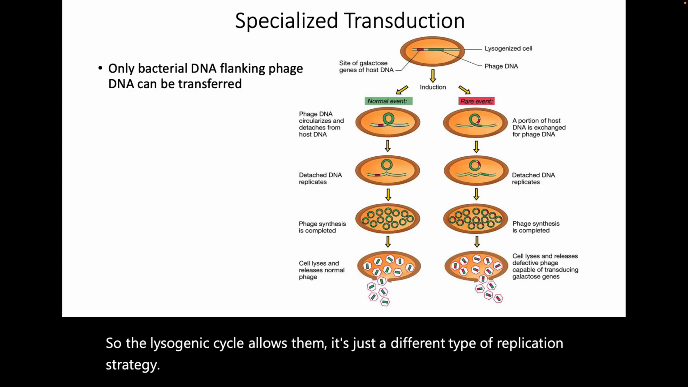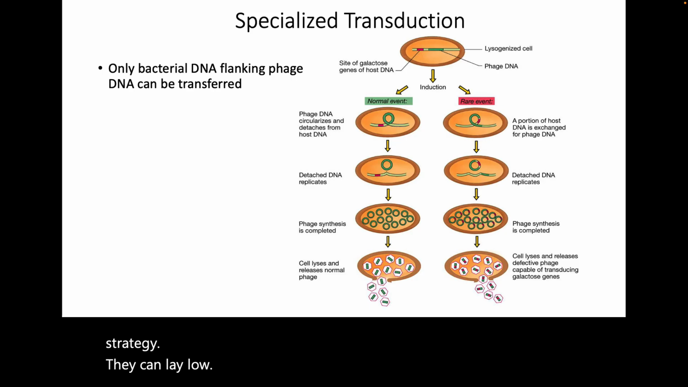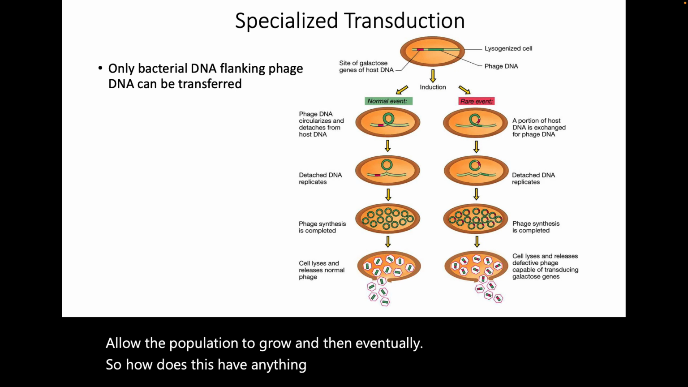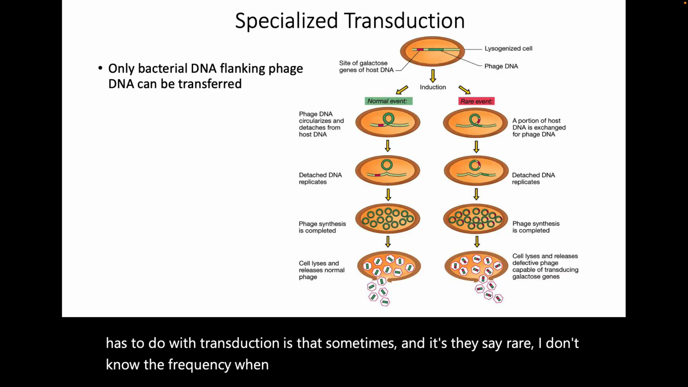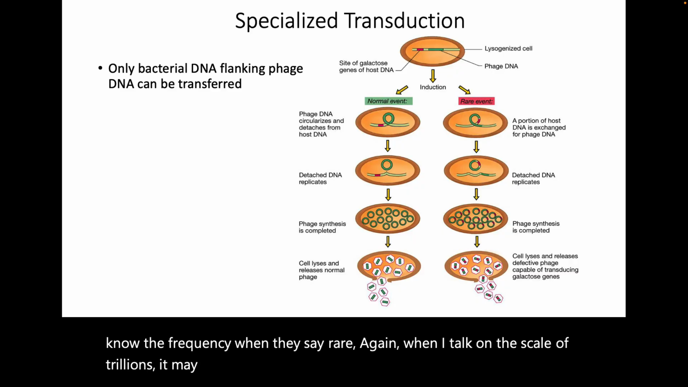They can lay low, allow the population to grow, and then eventually explode out. So how does this have anything to do with transduction? Well, what this has to do with transduction is that sometimes, and they say rare, I don't know the frequency when they say rare. Again, when I talk on the scale of trillions, it may not be that rare.